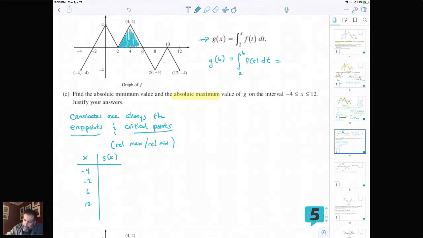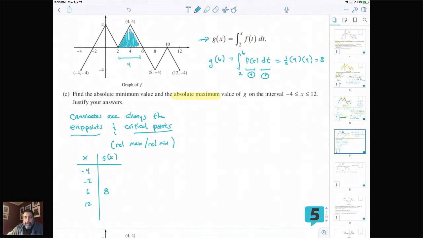So for this problem, I am going from 2 to 6, which means I'm traveling to the right, okay, from 2 to 6. That makes my dt positive, and I'm above the axis from 2 to 6. That makes my f of t positive. So I know my answer is going to be positive when I integrate this, and it's going to be the area of that triangle, which I just shaded in. Okay, so the base of that triangle goes from 2 to 6. That's a base of 4. And the height of that triangle is also 4. So the output for g of 6 in this case is 8. So I now know that g of 6 is equal to 8.